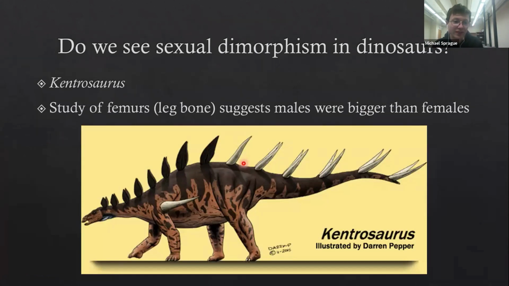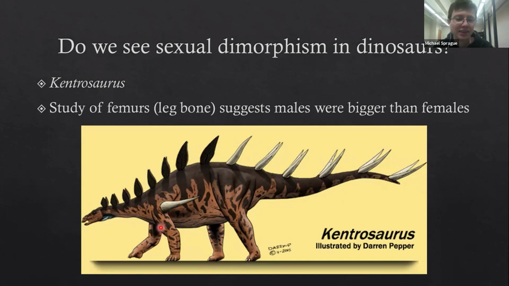Now, Kentrosaurus was a relative of Stegosaurus. Only this guy lived in Tanzania instead of the United States. It's similar to Stegosaurus in that it has plates on the front half of its body, but then it changes into spikes in the back half, as well as big old spikes coming out of the shoulders. It's a pretty metal-looking dinosaur.